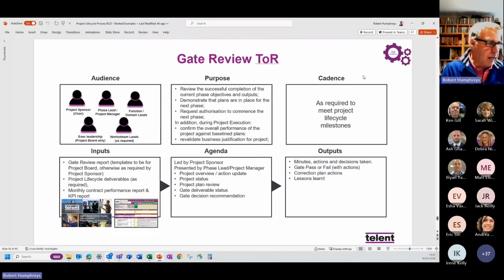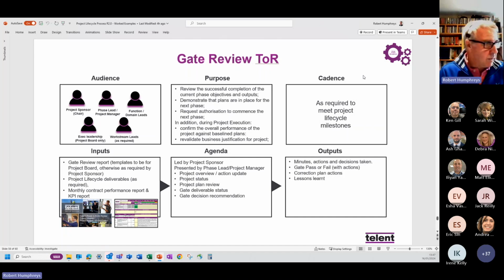And clearly during project execution, you're also going to confirm where you are in your overall performance against those baseline plans and revalidate that business justification. What does the P&L look like compared to what you expected, and is it still making the margins? And if it's not, what are the issues or challenges that you have there?